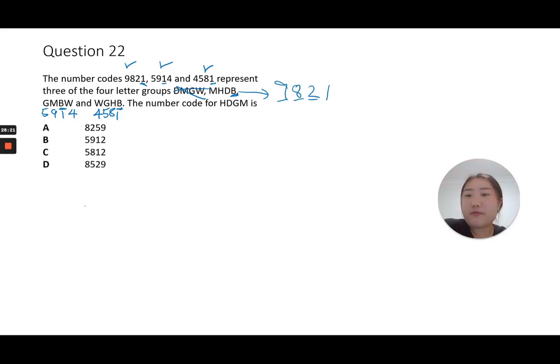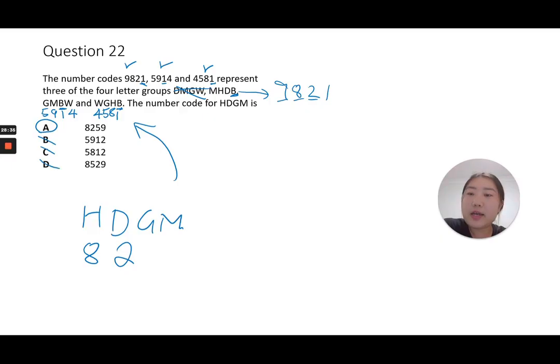Okay, so now we want to figure out what HDGN is. We take inspiration from these codes. H is 8, D is 2, and you can already realize that it's A, but we can keep going. G from here is 5, and M from here is 9. 8259.